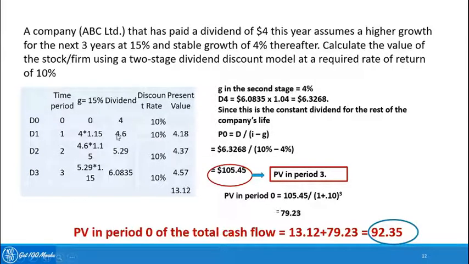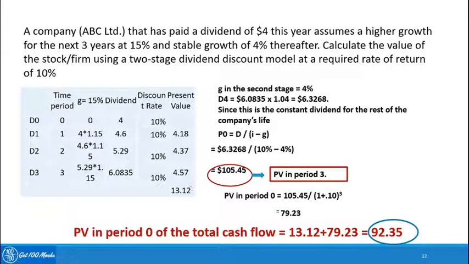So if you see, when you discount D1, you get 4.18. When you discount D2, you get 4.37. D3, you get 4.57. When you add them up, the value is 13.12. This 13.12 is the present value of dividends in the years 1, 2, and 3. And this present value is as of period 0. Now look at the second step.